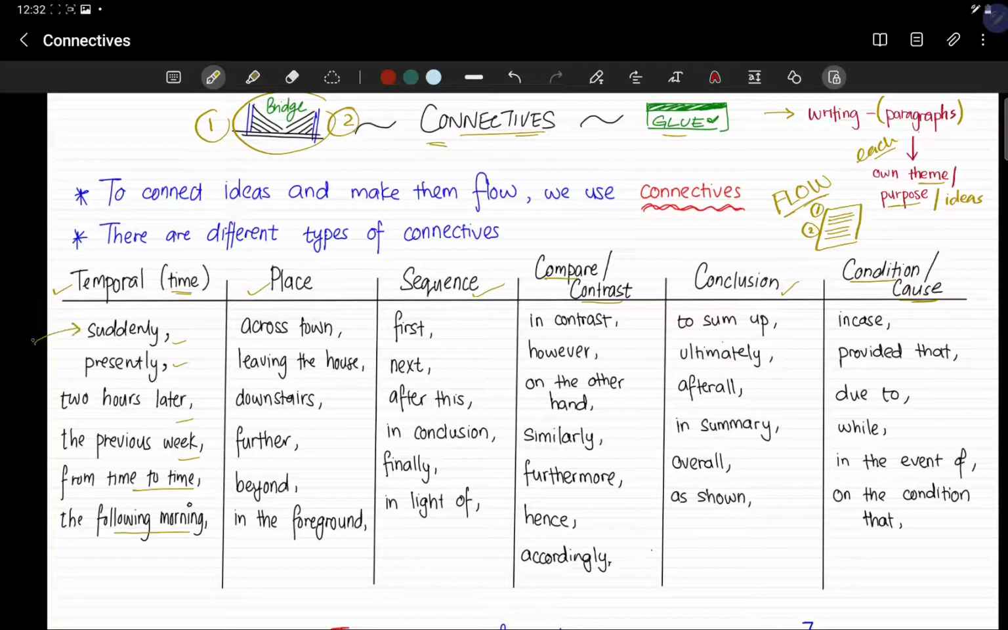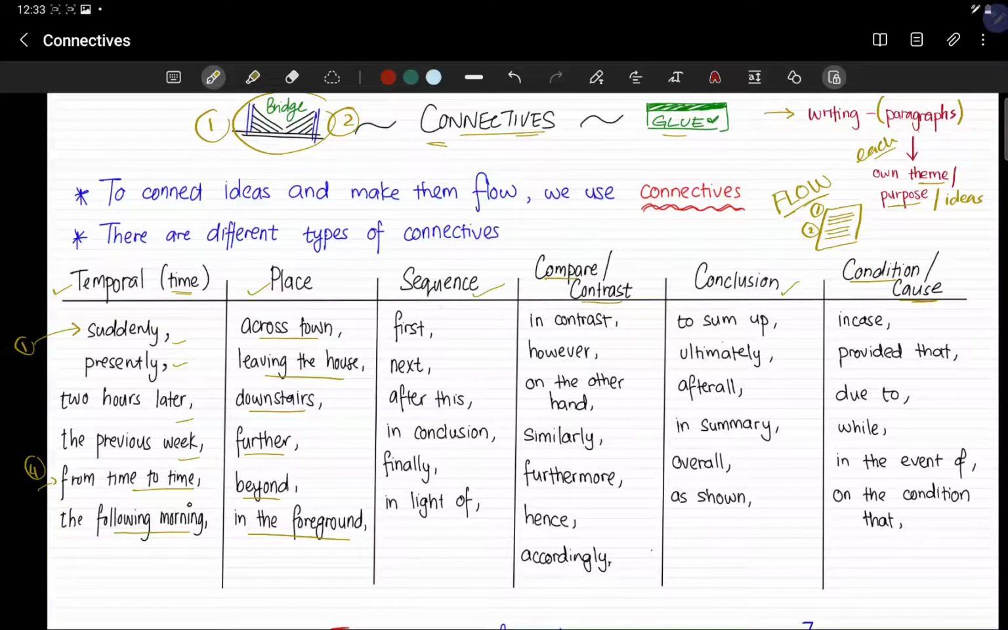Note that your connectives can range from one word and go up to 4 words. And these are just examples of connectives. There are many more. Place connectives, we could use across town, leaving the house, downstairs, further, beyond, or in the foreground.